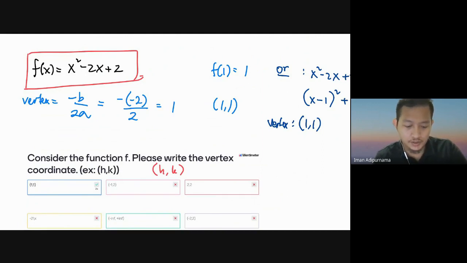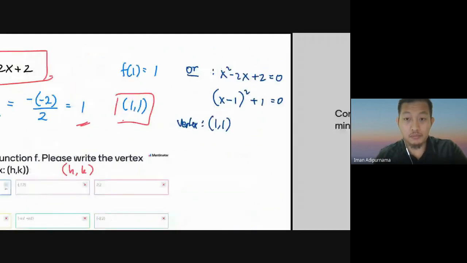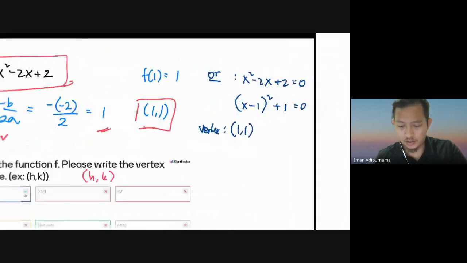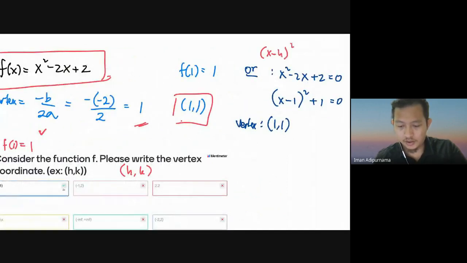One method is just directly using the formula minus b over 2a, and then you can easily get this is 1, and then you put 1, and it's equal to 1, and you can write (1, 1). Or you can complete the square, make it into the form a(x minus h) squared plus k, and you can directly write (1, 1), or this is h.